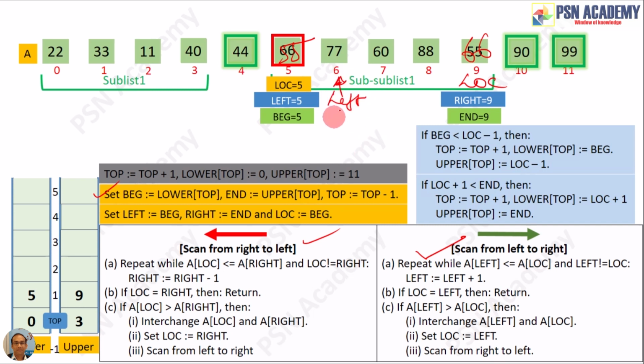So in this way, you carry on with the algorithm and your 66, that is a pivot over here at this moment, will find its correct position and it will create two more sublists in between. So I will stop here and I will go for computation of the complexity.